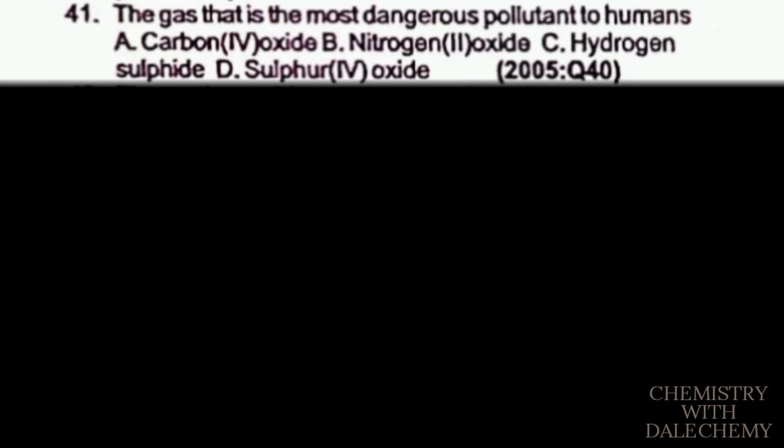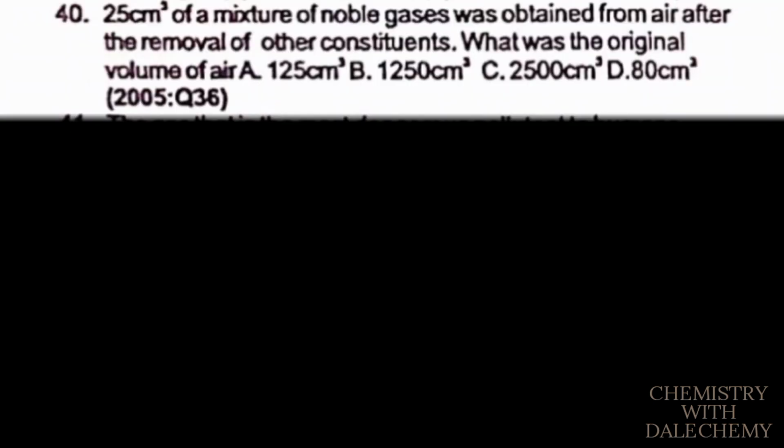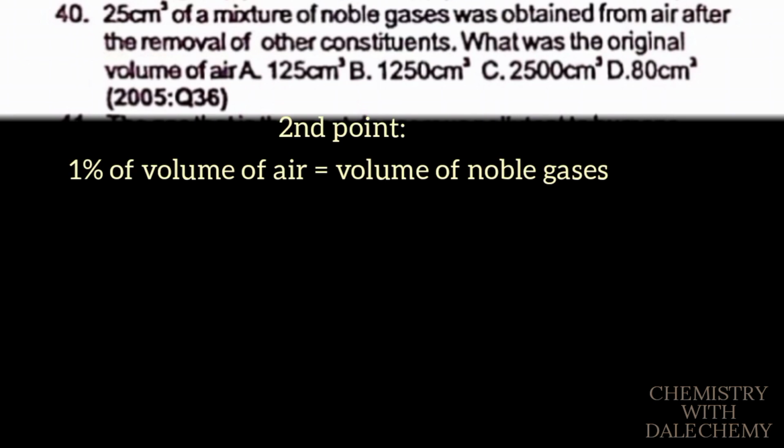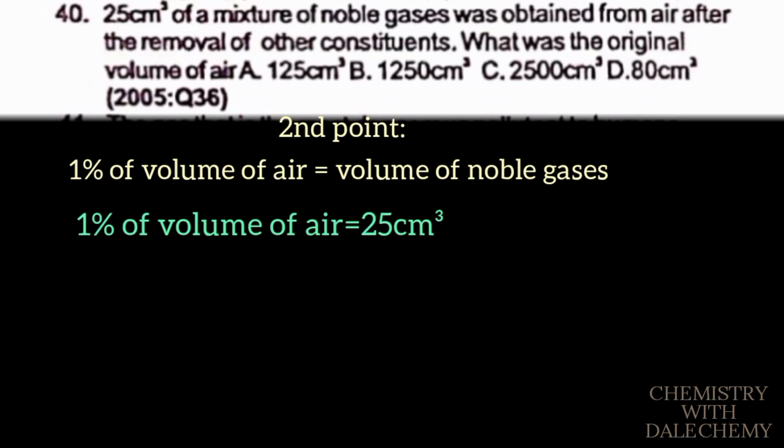And the next question is question 36 of year 2005. 25 cm cube of a mixture of noble gases were obtained from air after the removal of other constituents. What was the original volume of air? So from here we know that just 1% of the volume of air is the noble gas, which means 1% of the volume of air will give us 25 cm cube. So 1 over 100 multiplied by the volume of air will give us 25 cm cube.